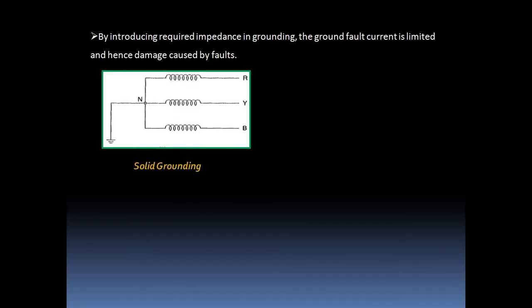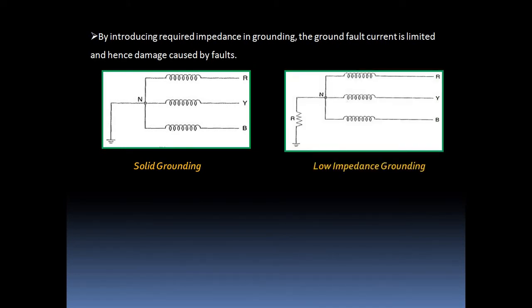Based on that, the grounding is divided into three types. Commonly three types of grounding are used. The first one is solid grounding. Solid grounding is where the neutral of a generator stator winding is solidly grounded. We are not using any resistance or reactor to limit the current. This type of solid grounding is used wherever the circuit impedance is high, that means the circuit itself resists the fault current and reduces the fault current. In those cases we are using solid grounding.